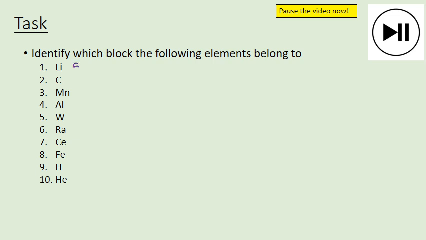Okay, we've identified lithium as an S block, carbon as a P block, manganese is D block, aluminium is P block, tungsten is a D block, radium you'll find at the bottom and that's an S block, cerium, Ce, you will find that's the F block, iron is D block, hydrogen is S block, and helium was S block. A little bit tricky those two because they tend to float in unfamiliar places.